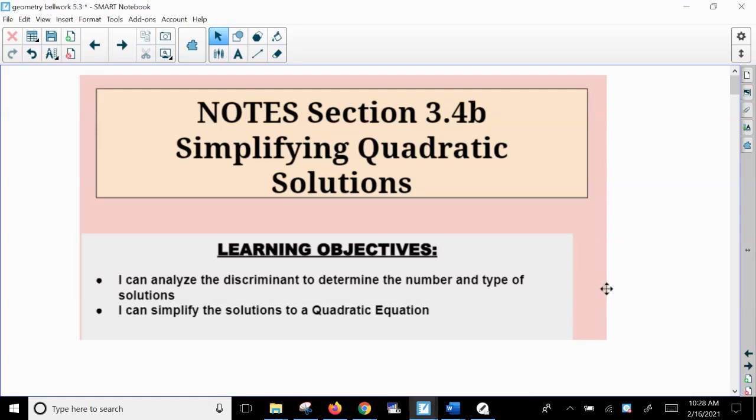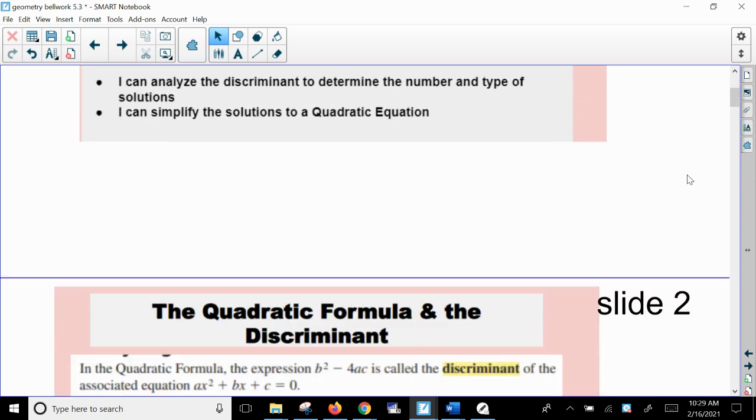Hey everybody, these are the notes for section 3.4b, simplifying quadratic solutions, which we did in class already. I'm just making this video in case you missed it or need to go back over some things. So in this section, we are learning to analyze the discriminant to see the type and number of solutions an equation has. And we're also beginning to simplify the solutions, okay?